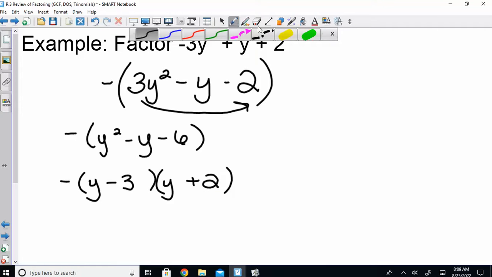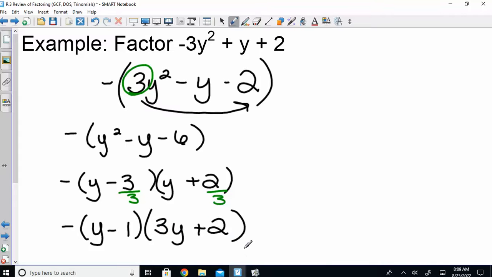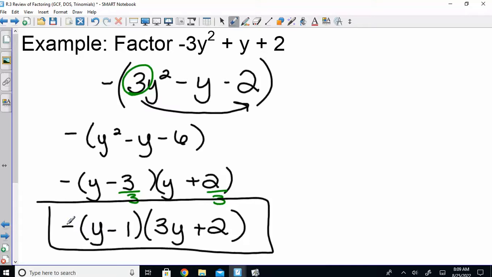Alright, but we aren't done. We moved that 3 over, so now we have to divide those by 3. So 3 divided by 3 is 1. You can't do 2 over 3, it doesn't reduce, so the 3 goes in front of the y. So that is our final factored form. Could we not distribute?